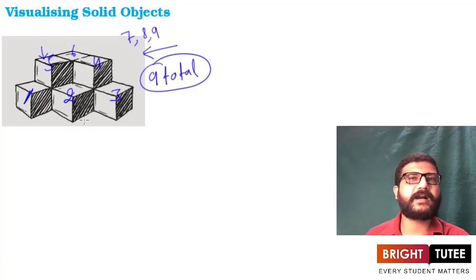So this is how we can count that a solid shape is made up of how many combinations of different solid shapes. As we can see here, this is a solid shape and it is made up of a combination of 9 cubes.